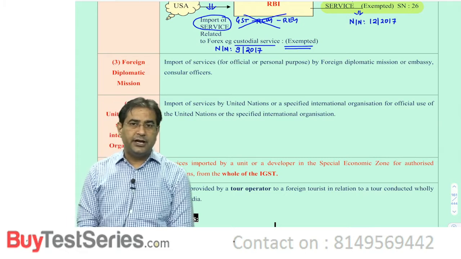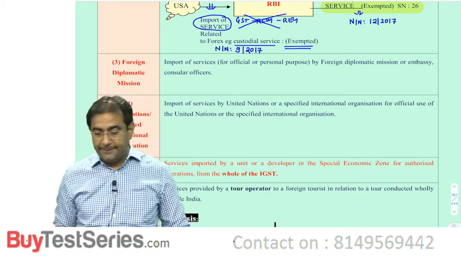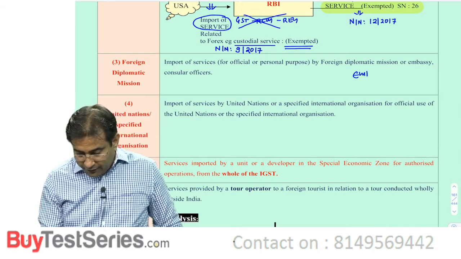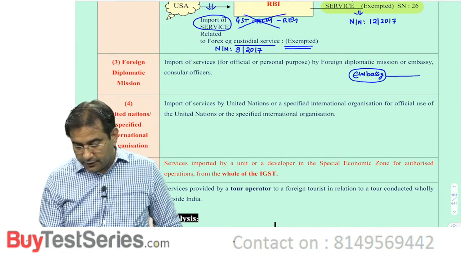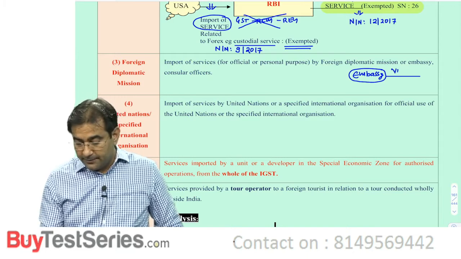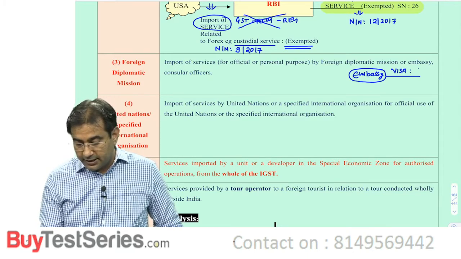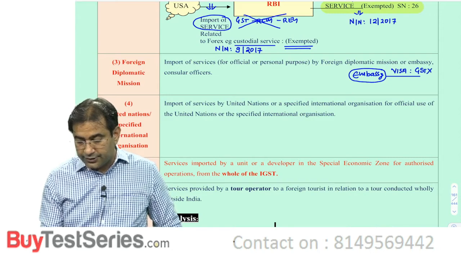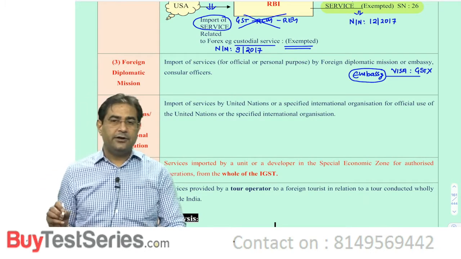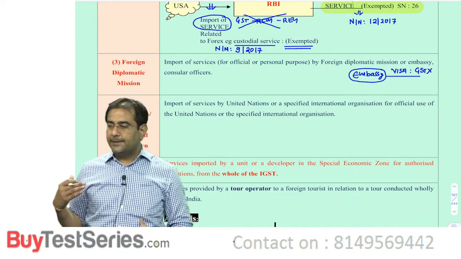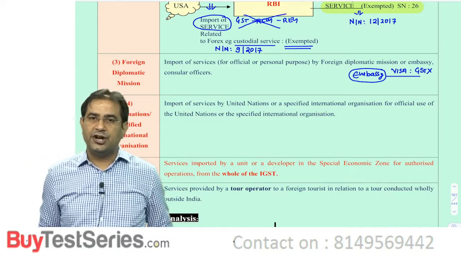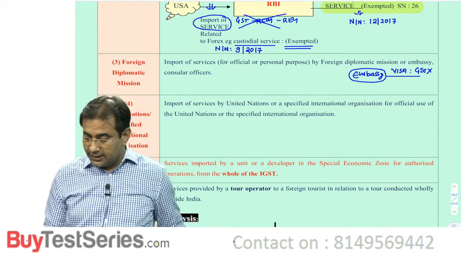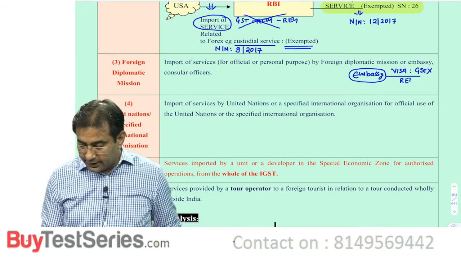Foreign diplomatic mission, meaning thereby I am talking about embassies. And what we know till now about embassies, sir? Sir, we know very well that any kind of outward supply, for example, visa issuance charges, etc., all these are not liable to GST. And accordingly, if an embassy provides exempted services, in such a situation, the embassy is not required to have any registration under the GST Act. No need of any registration.